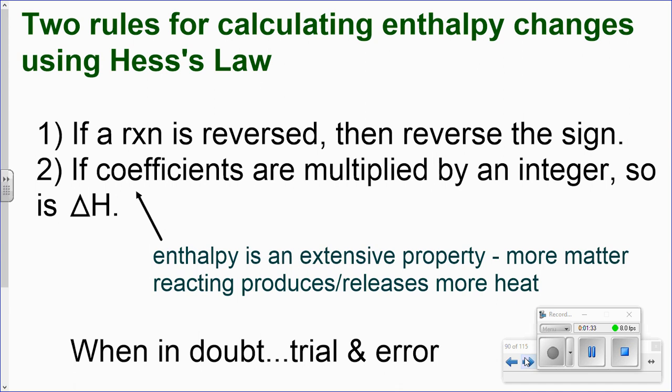So if you're going to reverse a reaction, then you need to reverse the sign. And if the coefficients are multiplied by an integer, because if you have more fuel, then you have more reactant, then delta H will be bigger. So therefore, if the coefficients are multiplied by an integer, you must multiply delta H by the same integer, okay? And I know this is kind of strange, but when in doubt, it is trial and error, okay?